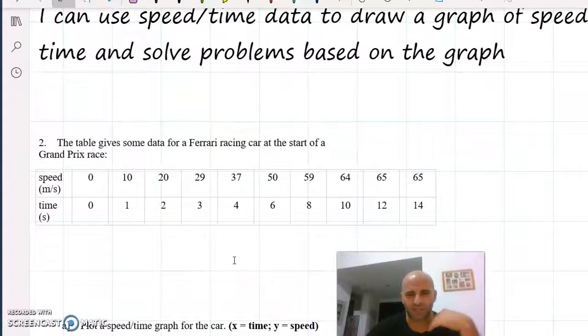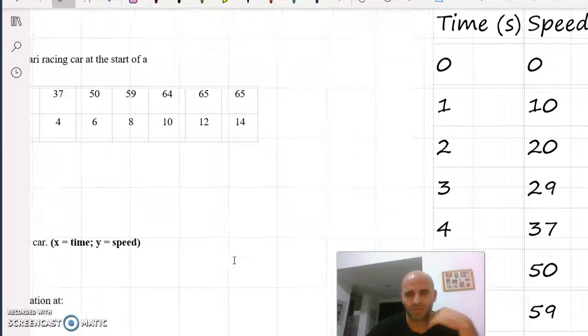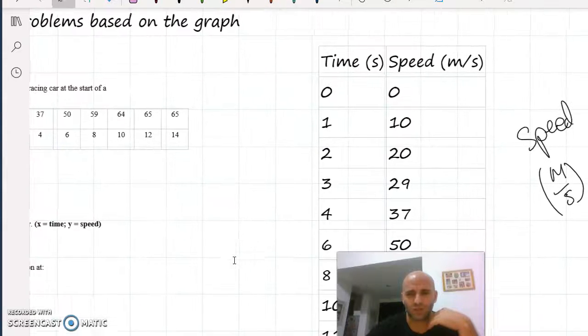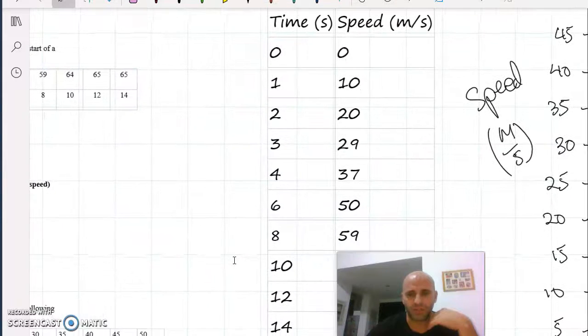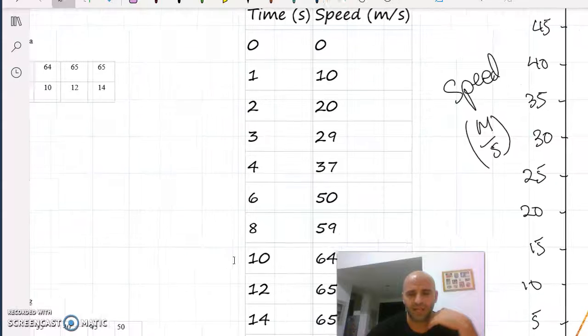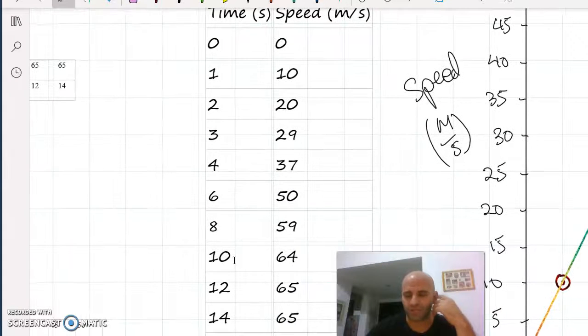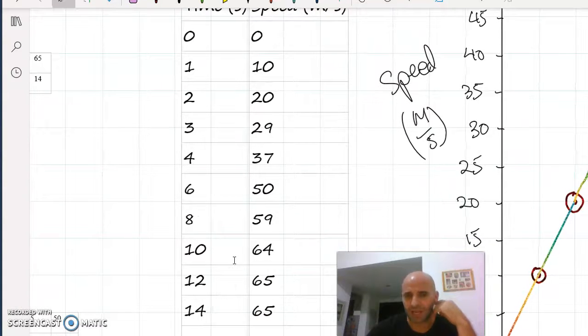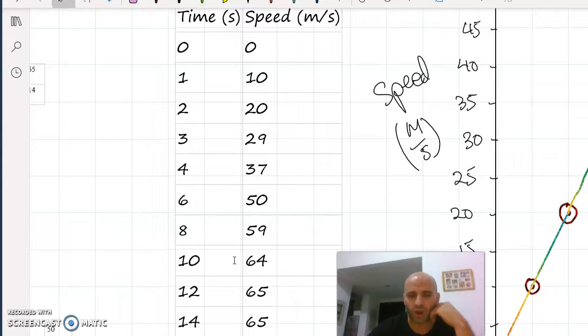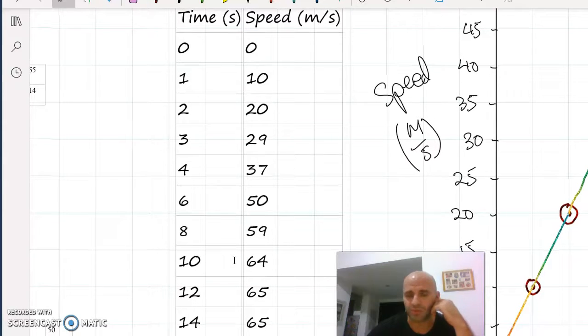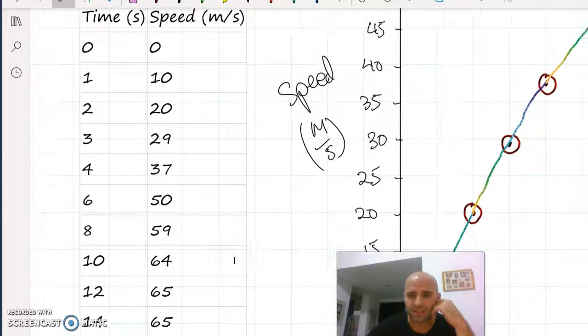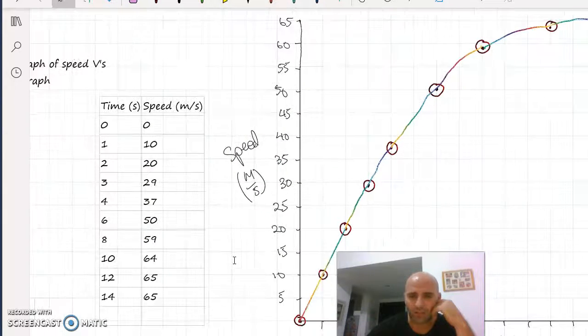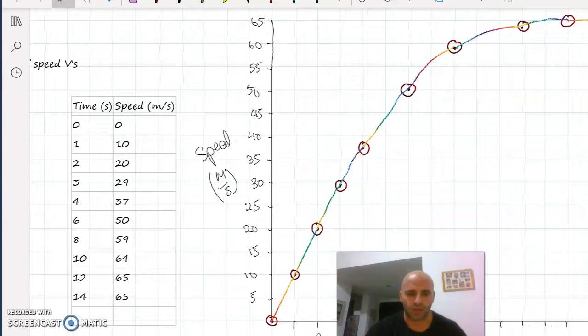So what I did was, because when I do these types of problems I tend to prefer to look at them vertically, I just rewrote the data. You don't have to do this, but I did. It goes from 0 to 14 seconds and from 0 to 65 meters per second. Then I laid out my axis. Now let me show you how I did this.